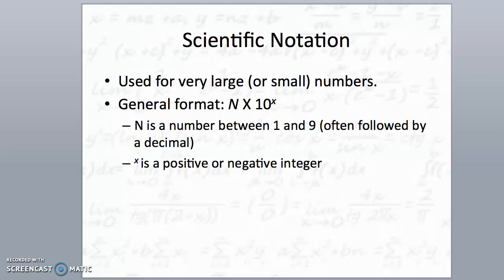Very large and very small numbers are more easily represented using scientific notation. See our video on scientific notation if you need some help with this.